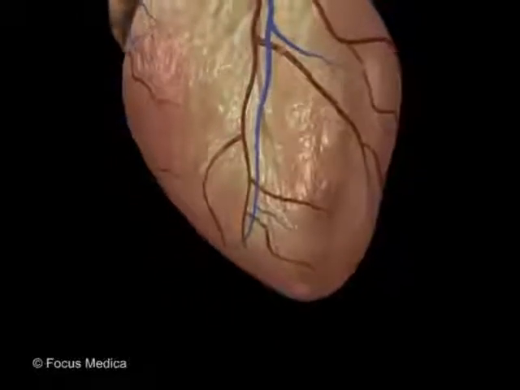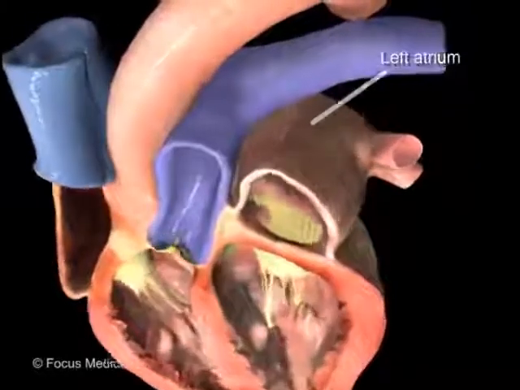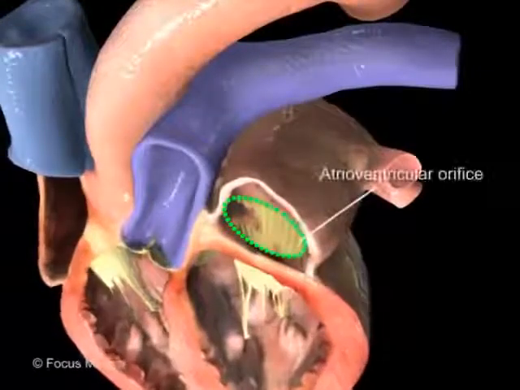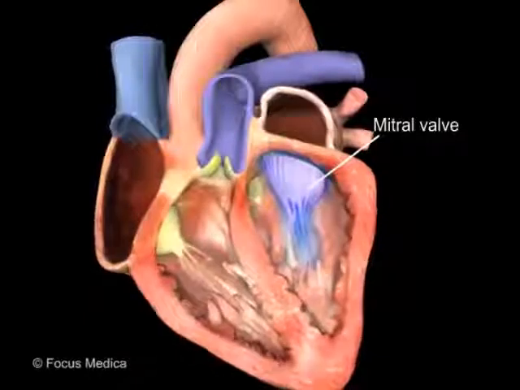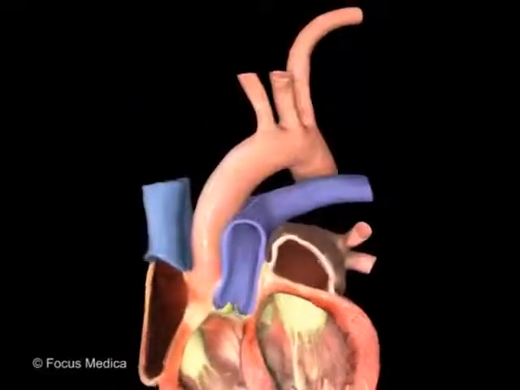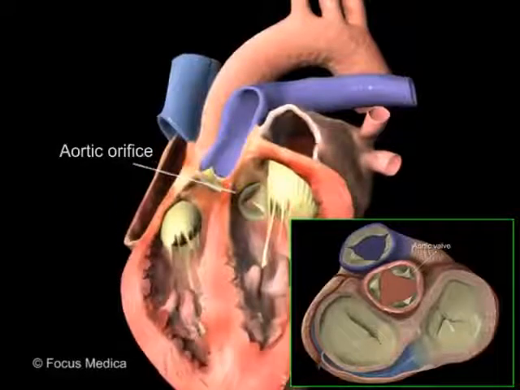On opening this chamber, it is found to communicate with the left atrium through the left atrioventricular orifice, which is bounded by the mitral valve. It also communicates with the aorta through the aortic orifice, which is bounded by the aortic valve.